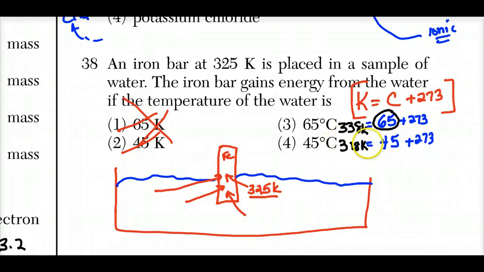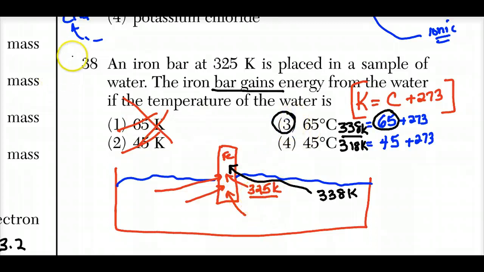So clearly 338 is a higher temperature than 325 Kelvin. So if the temperature of the water is warmer than the iron bar, energy would flow from the water to the bar, and the bar would gain energy. So the only choice that is warmer than 325 Kelvin is choice 3. 38 is choice 3.